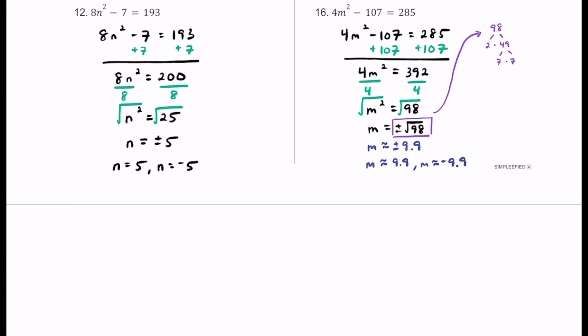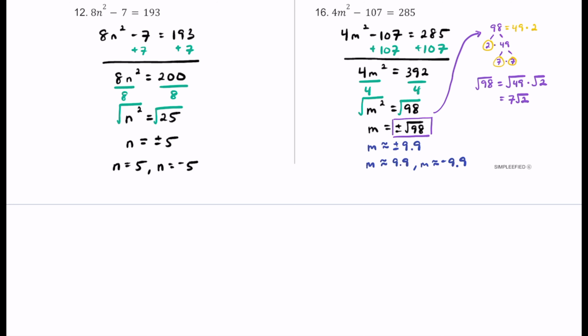Okay, so inside this 98, notice how we have these matching 7s. So matching 7s are going to multiply together to get 49. And then we have this extra 2 here. So 98 is the same thing as 49 times 2. So we can rewrite the square root of 98 as the square root of 49 times the square root of 2. And since the square root of 49 is just 7, this is equivalent to 7 root 2. That's the most simplified version of the square root of 98.